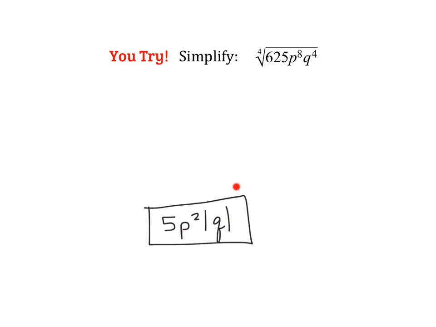4 goes into 4 once, so fourth root of q to the fourth is q. However, again, we need to make sure that our result is a positive answer, so I need to throw those absolute value signs around q.